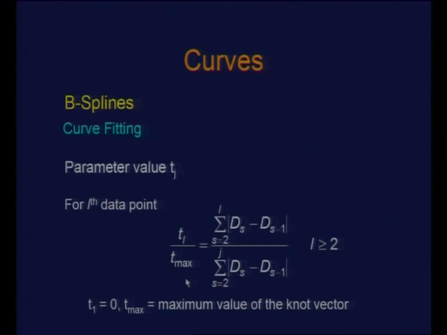So, t max is nothing but the maximum value of the parameter, which I could consider as the maximum value of the knot vector, and given that the initial value of the parameter t_1 equals 0, I can obtain the intermediate values of the parameter like t_l as a distance measured as a chord length, divided by the total data covered till I have obtained the data point.